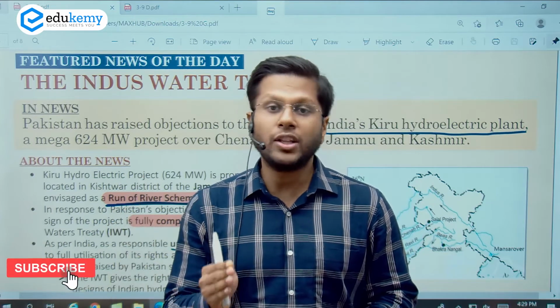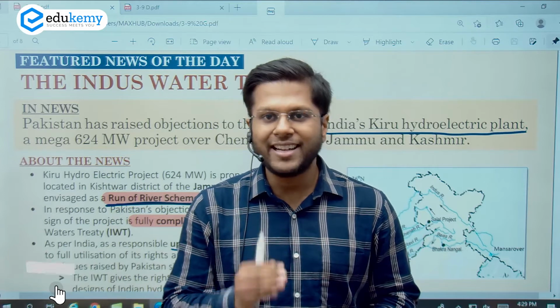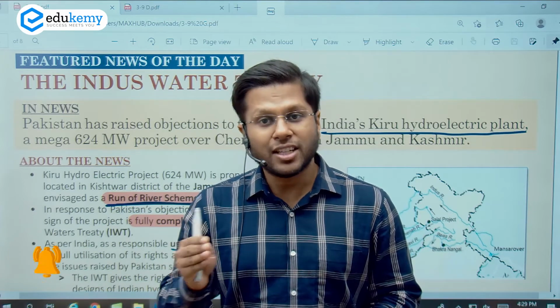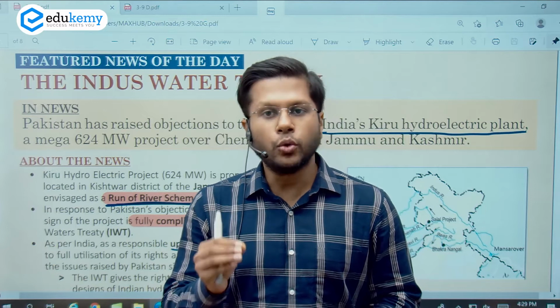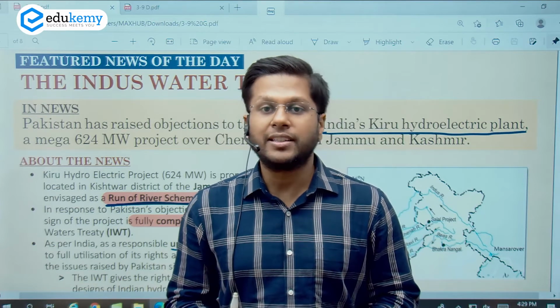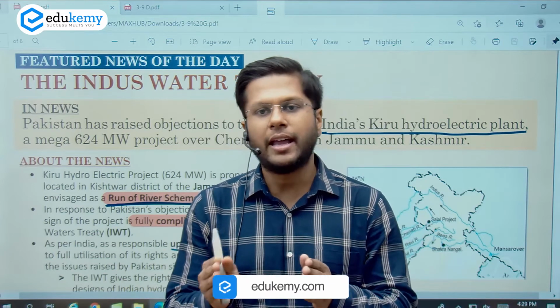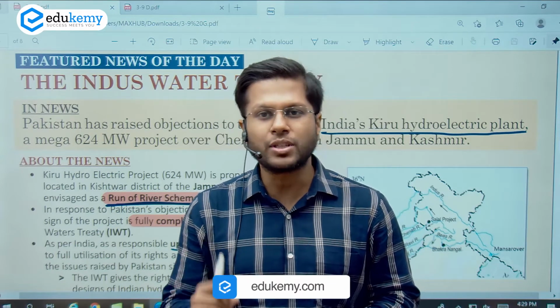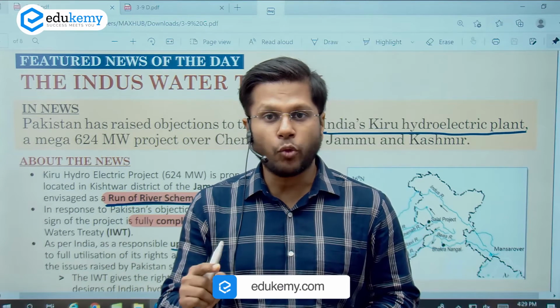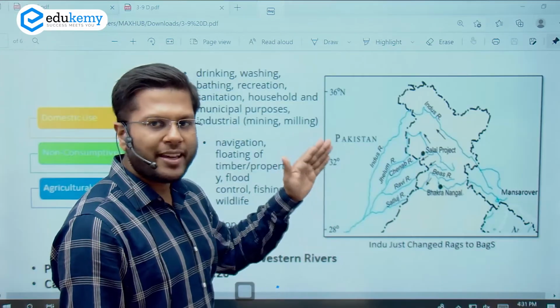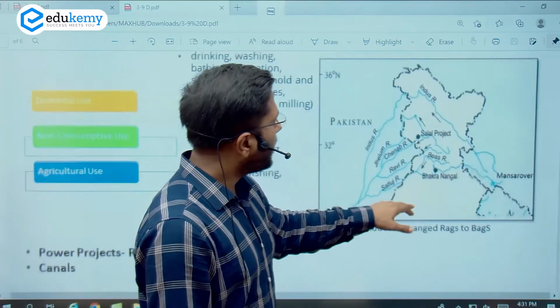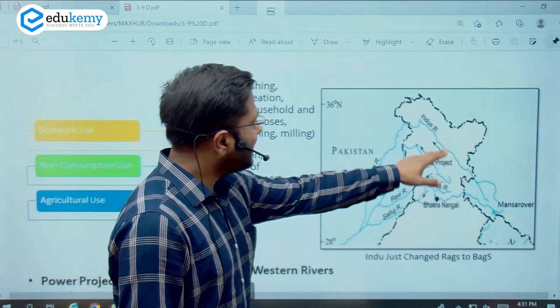That means the concept of upper and lower riparian states. Then we will also understand the various terms of this treaty. For example, the usage of water for agricultural purposes, the usage of water for non-consumptive and domestic purposes, and how this division has happened. We will also understand the issues that are in focus in these times and what is the way out. This image depicts the map of India along with Pakistan and the Indus River.